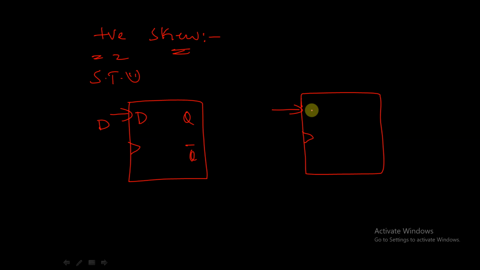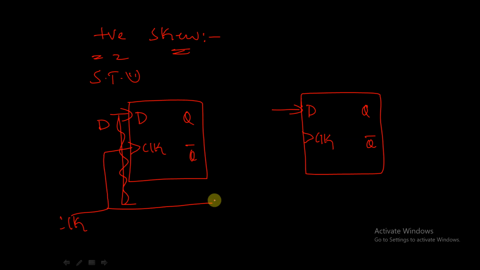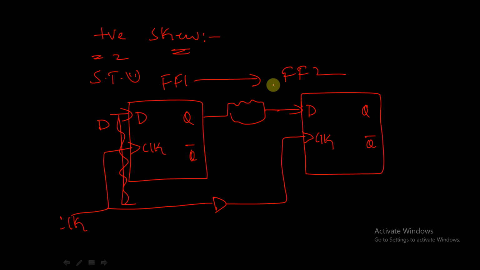So this is the clock, D, Q, Q bar, clock pin. Here the clock is connected, and a buffer is connected to this clock, right? So it is connected with a combinational circuit. The data flow is from flip flop 1 to flip flop 2. This is the data flow.